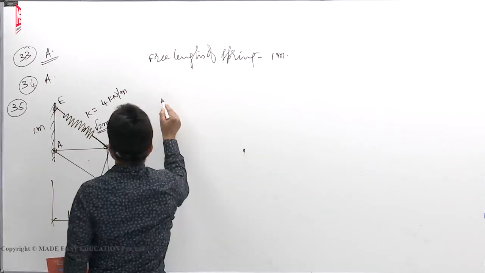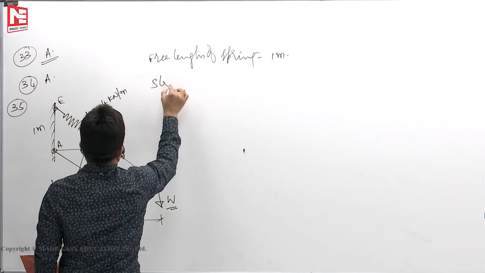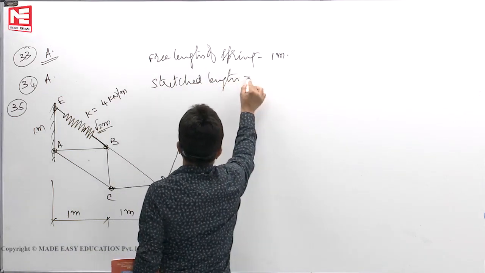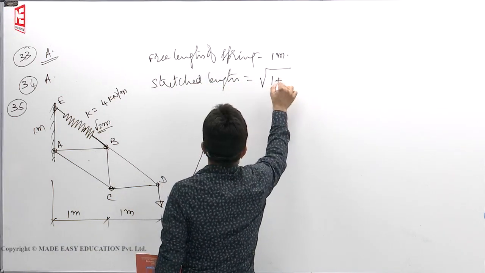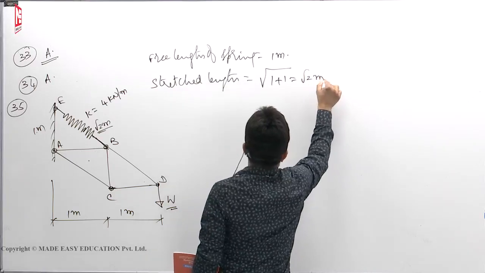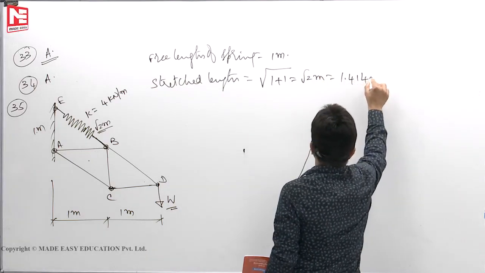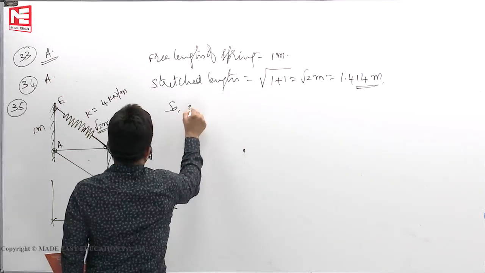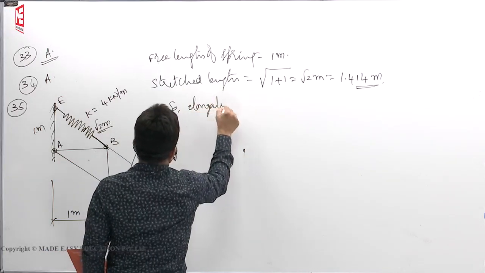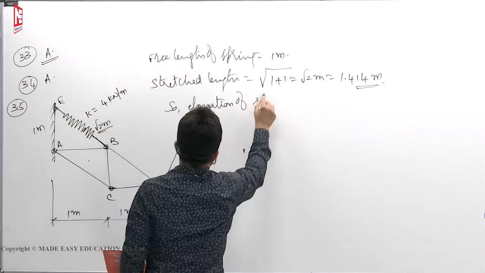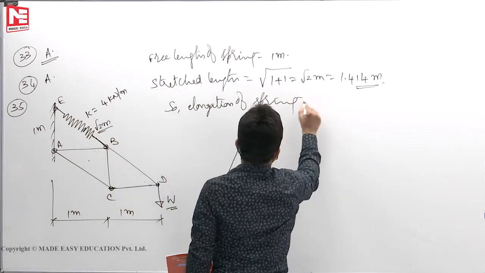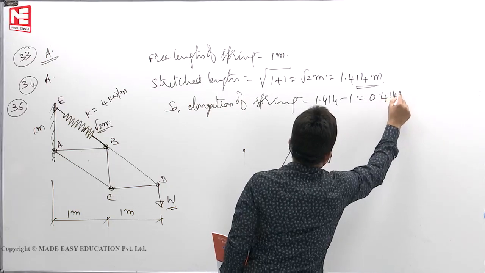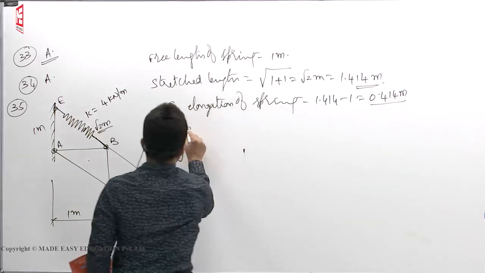Now BE length is the stretched length, square root of 1 plus 1, root 2 meters, that means 1.414 meters. So elongation of the spring is 0.414 meters. Then what is the force in the spring?